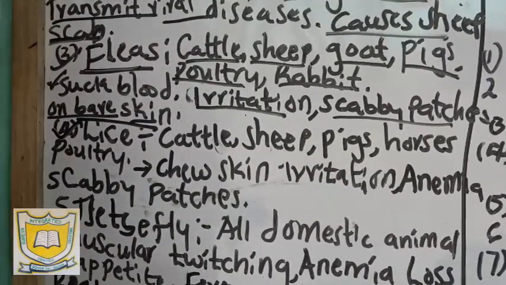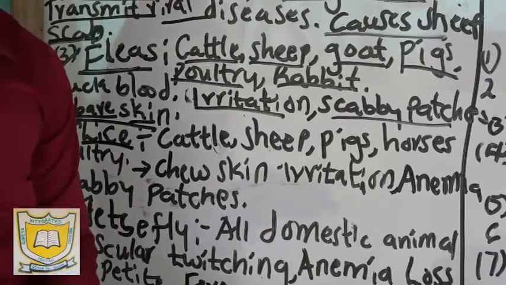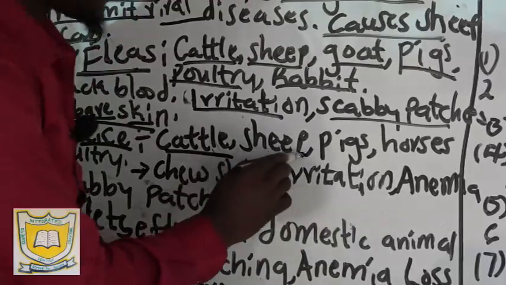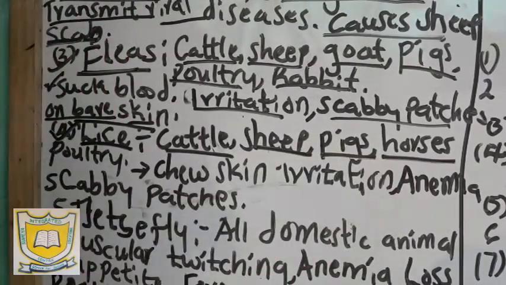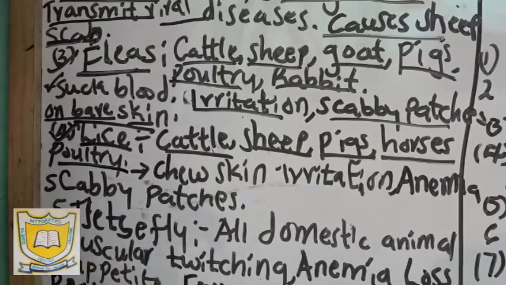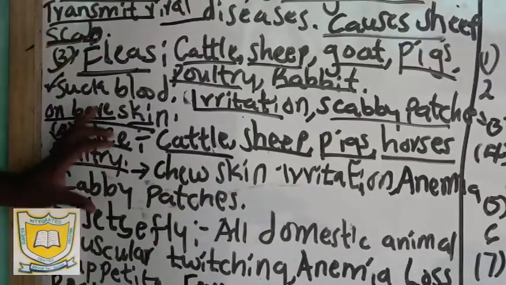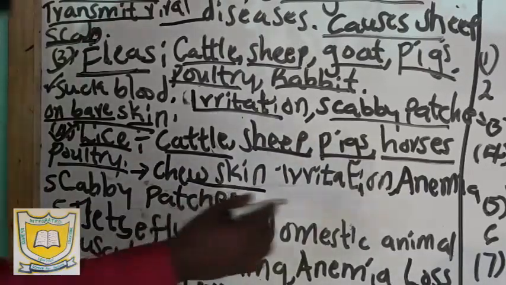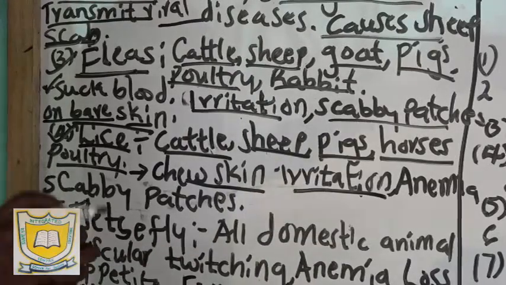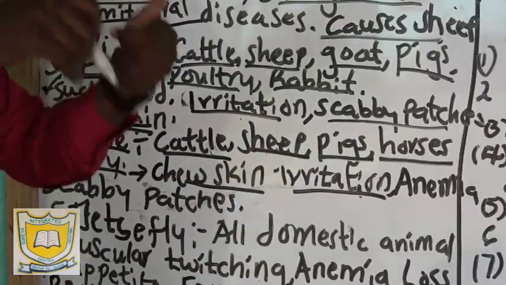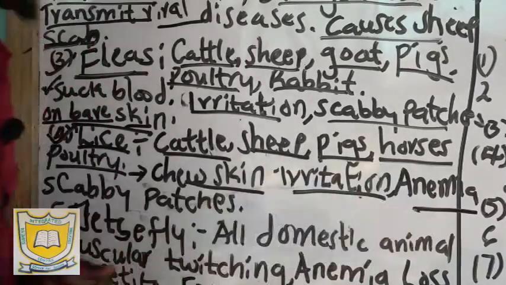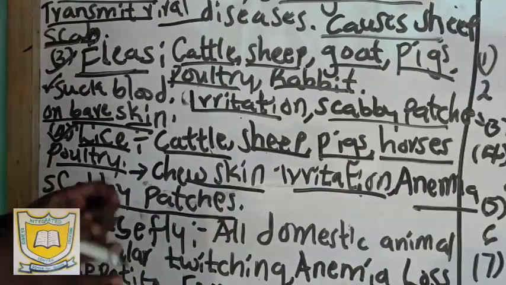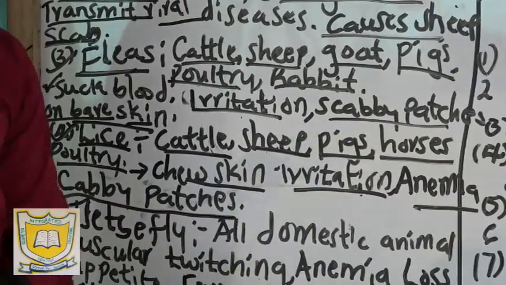The fourth example of this external parasite is what we call the lice. Now, the lice have the following hosts. Number one, it has a cattle as the host, it has a sheep, pigs, and also it has what we call horses. And lastly, it has poultry. What are the effects? The effects of these lice, number one, they chew the skin. When they chew the skin, they cause irritation. And when they are chewing the skin and causing irritation, remember, they are also feeding on the blood, hence causing what we call anemia. And lastly, it causes the scabby patches. Those are just the patches that are left on the skin of the specific host.